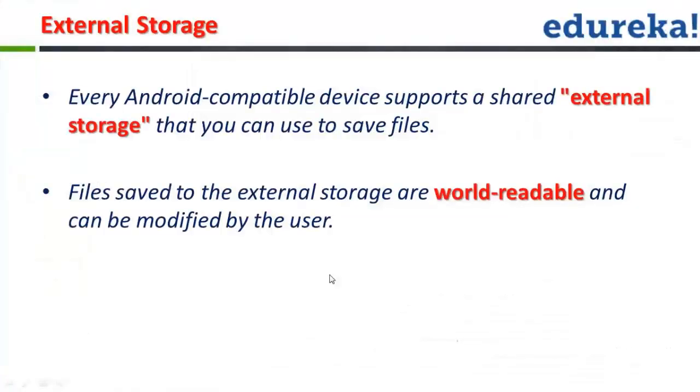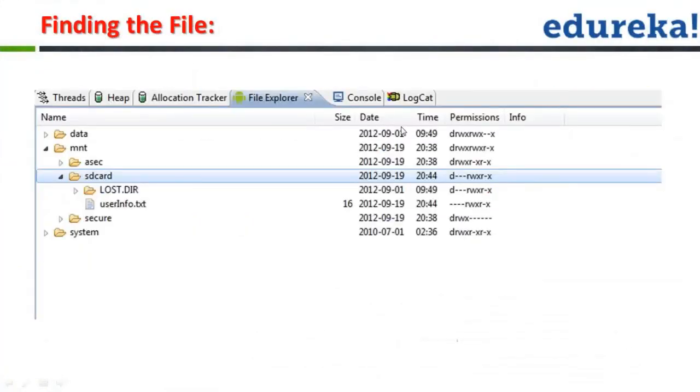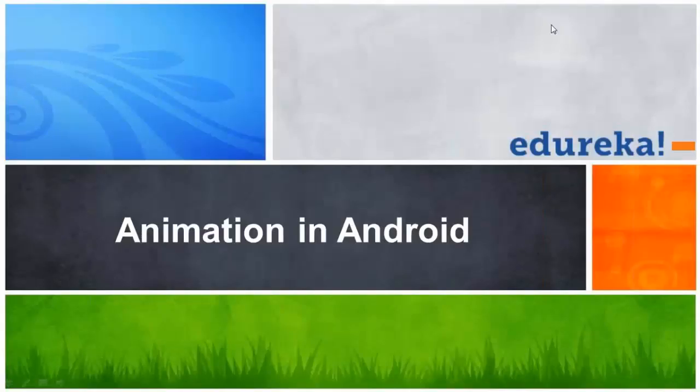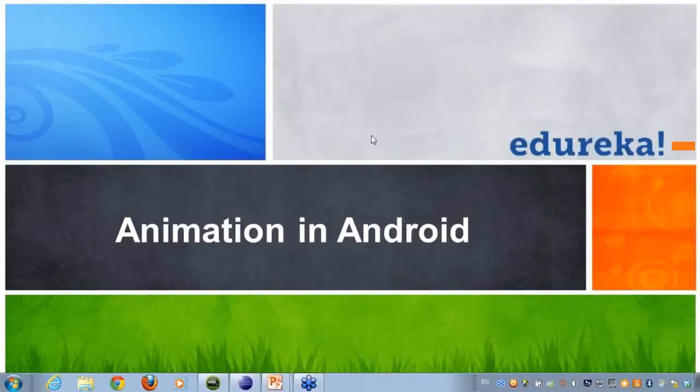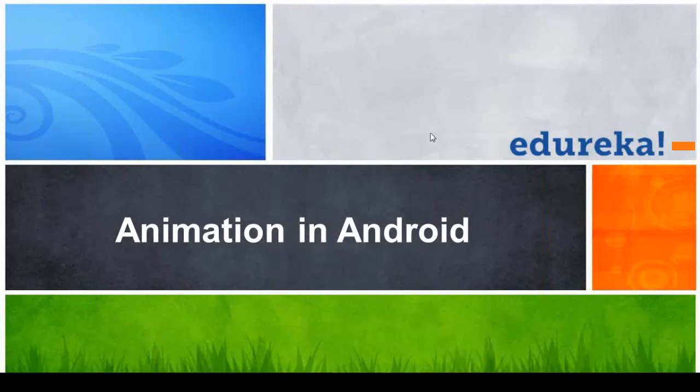Now let's talk about animation. All right, so here is one of the more important topics in Android application. Android supports two kinds of animation. One is the frame animation and the second one is the tween animation.